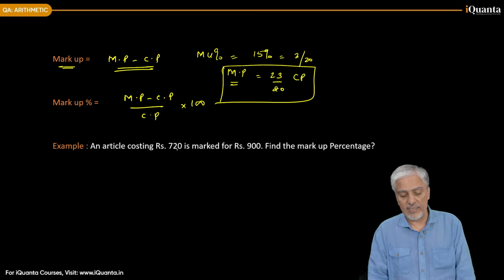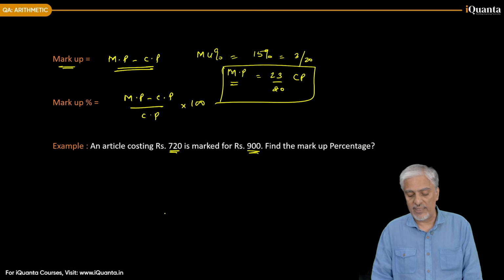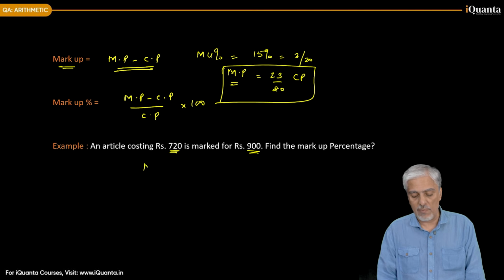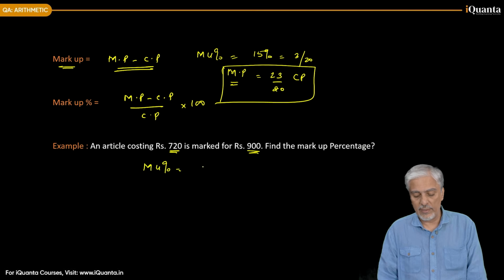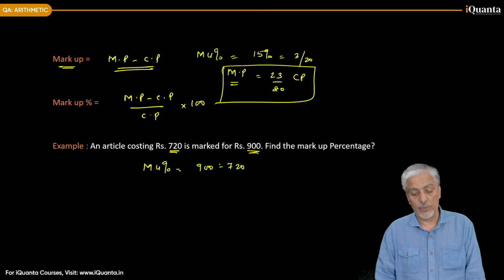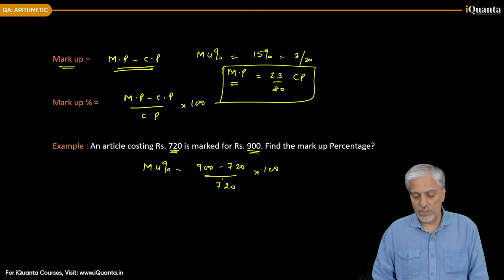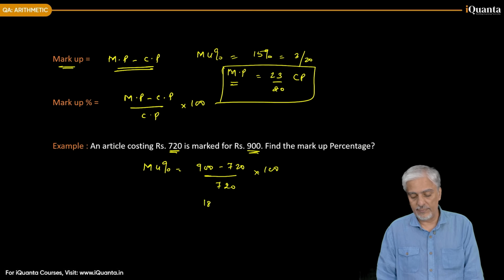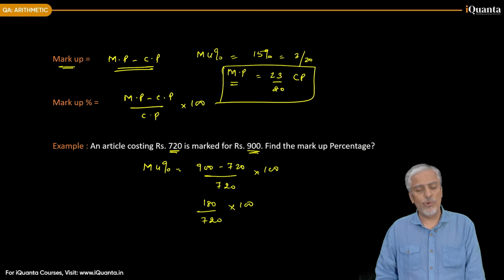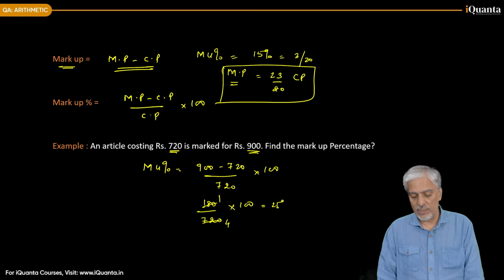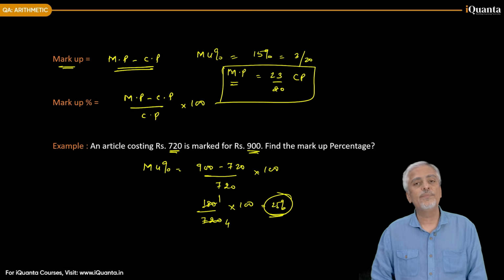Let's take the example. An article is costing 720, is marked for 900. Find the markup percentage. So your markup percent will be 900 minus 720 upon 720. Importantly, these upons are very important, into 100. So that's 180 upon 720 into 100. 18 fours are 72, so this will be going 4 times exactly. And the answer will be 25%.